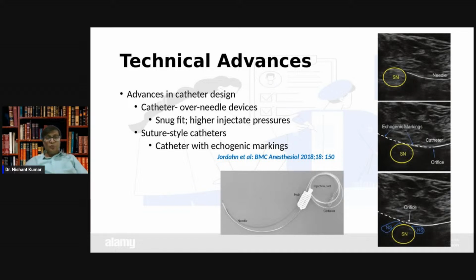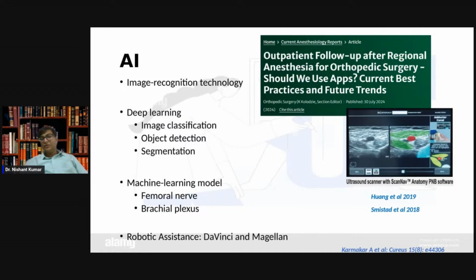Then we have the suture style catheters, which are the catheters with echogenic marking.